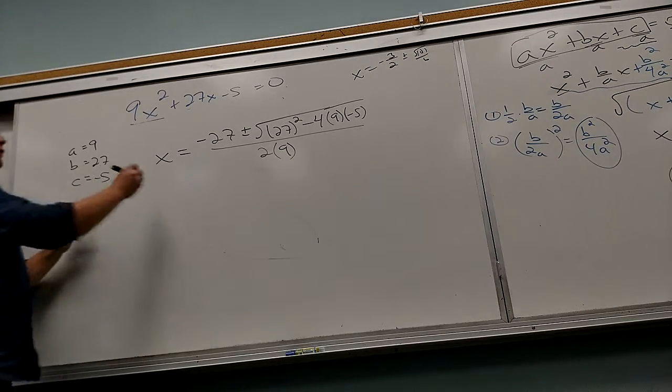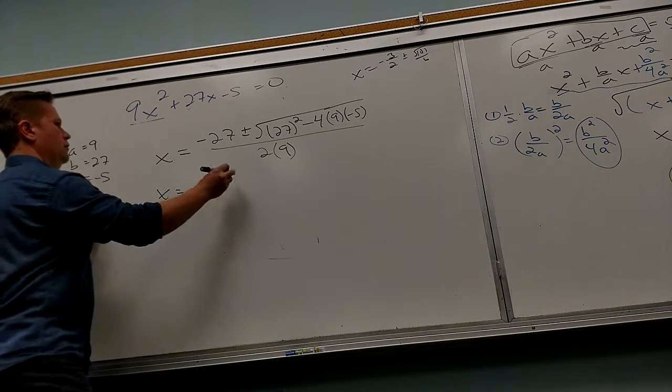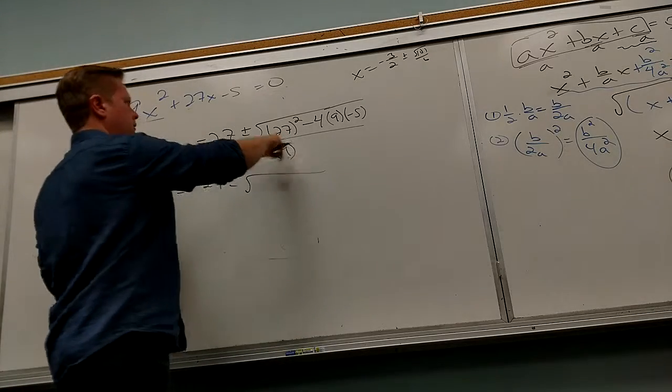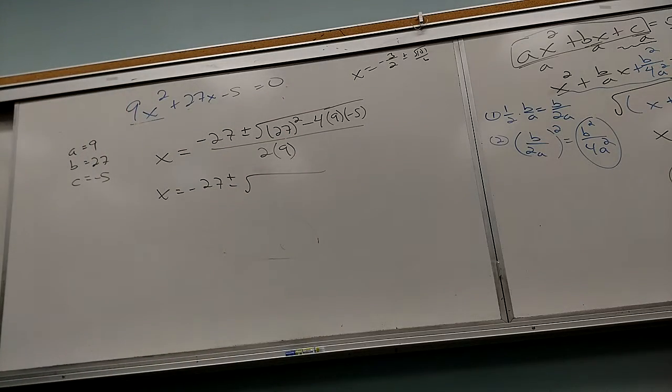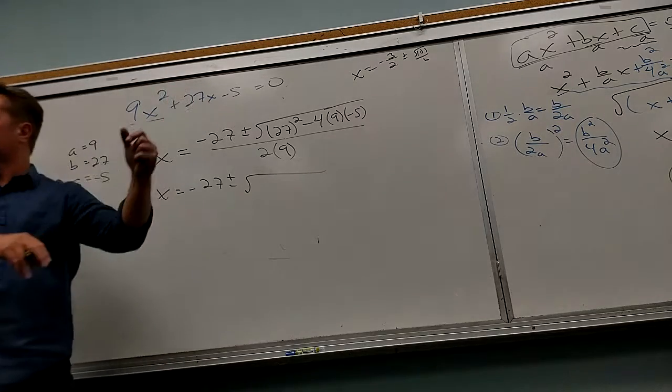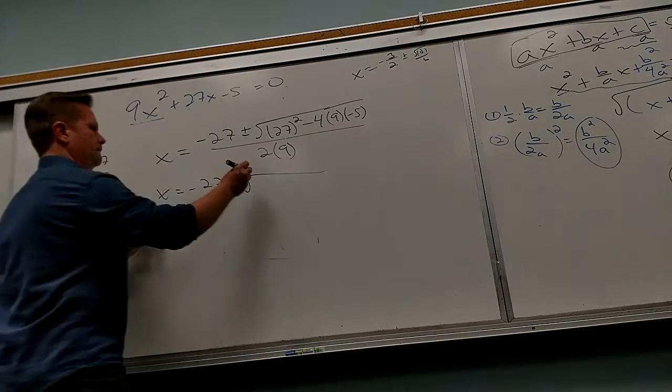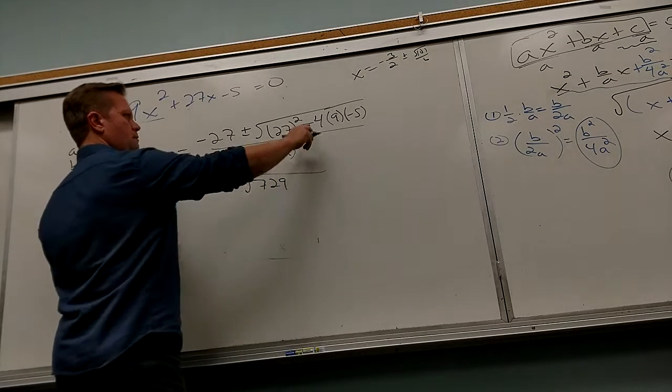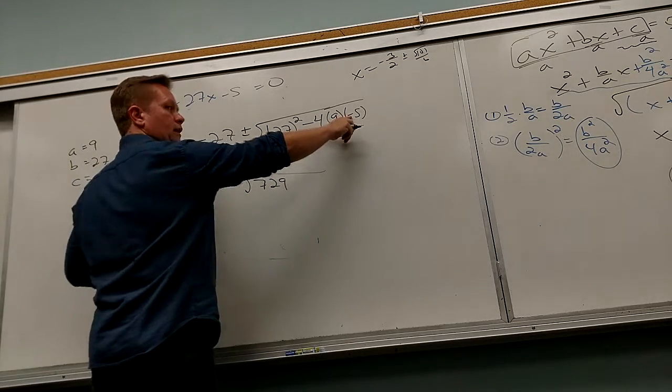And now let's see what I can do. x equals negative 27 plus or minus the square root of 27 squared. What is it? Let's see, 3 to the 6th power. Oh, it's 7. Is it 729? 729. Okay. Minus a negative. Is that cool? You guys see that?